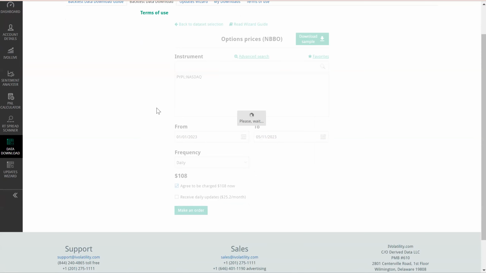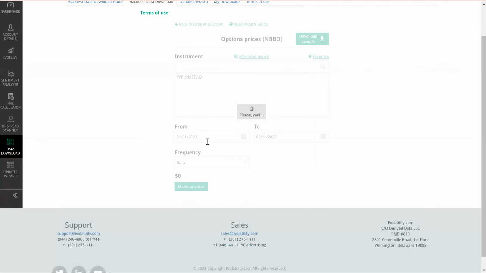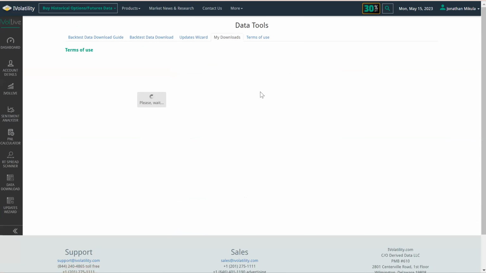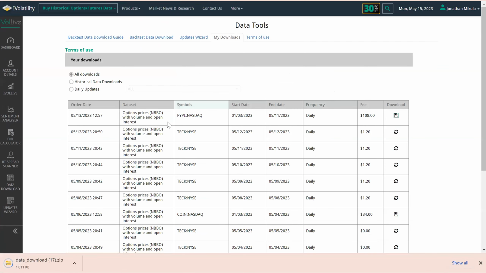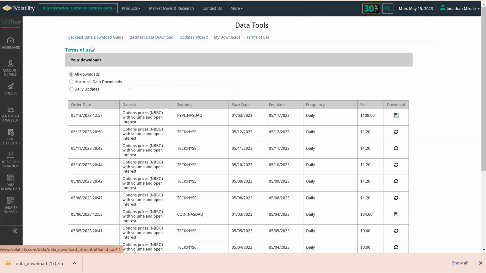I would make my order, and then all of this data would be available to me from January to May 11th. As soon as that data order is ready, it'll show up in my downloads, and then I could click on it, download. See, it's pretty quick. I mean, that's already available. And then I could pull that up in Excel or whatever you prefer to then play with and manipulate that data. So this is very, very useful for backtesting purposes.